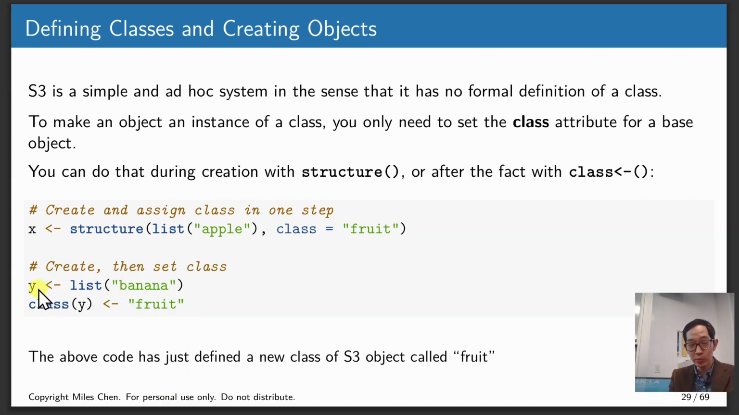So here I say y is a list containing banana, and then after the fact, I just say, hey, the class of y, let's make that to be fruit, okay? And that also works. So both of these will create objects. I have an object x that's of class fruit. I have an object y that's of class fruit. Just like that, I've created a brand new class in R, and this is the fruit class object, okay?